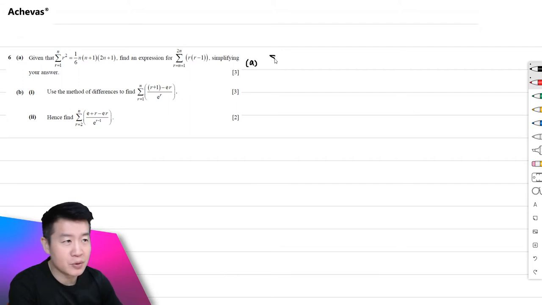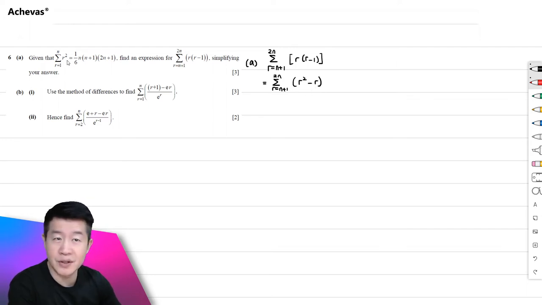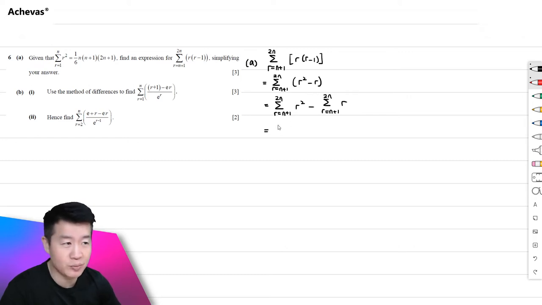A, we are supposed to sum from r equals n plus 1 all the way until 2n of r(r minus 1), which I am going to rewrite as summing from n plus 1 all the way until 2n of r squared minus r. And I'm doing this because I have the result for r squared. So this is going to be summation from r equals n plus 1 all the way until 2n of r squared, minus away the sum from r equals n plus 1 all the way until 2n of r.